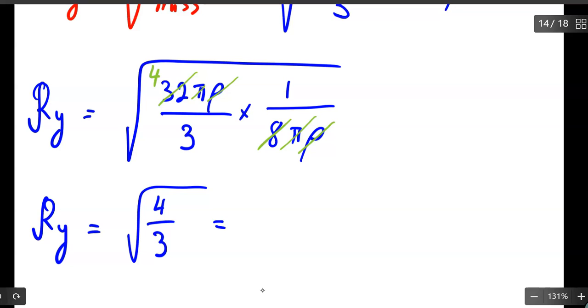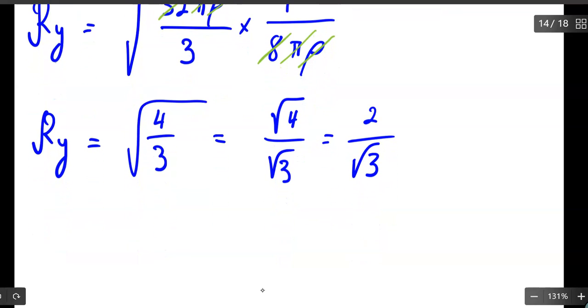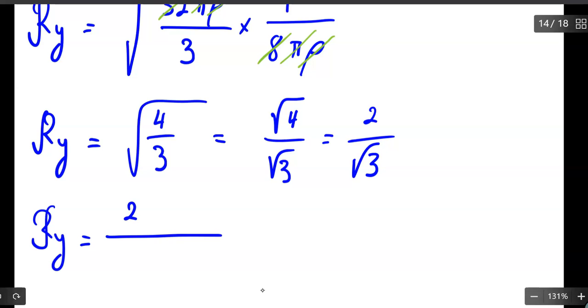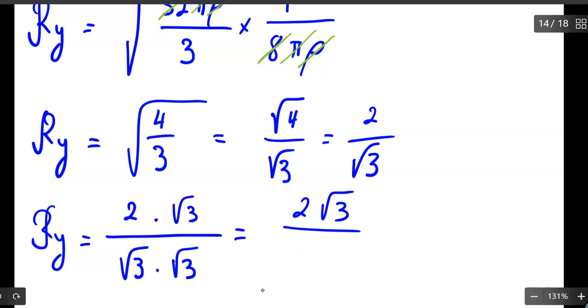Okay, now simplify and leave your answer as the exact result. So it will be root of 4 divided by root of 3. So it will be 2 over root 3. Now, because it is a radical, we cannot have the denominator as the radical, so we need to rationalize the denominator. So I multiply the top and the bottom by root 3. So then my answer will be 2 root 3 divided by 3 as my final result.